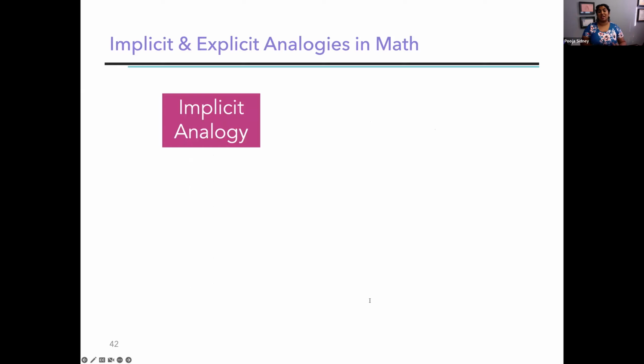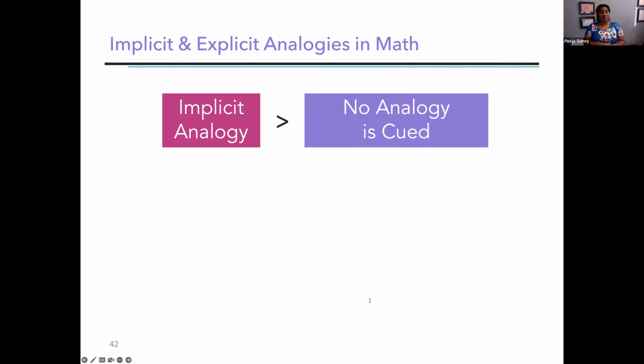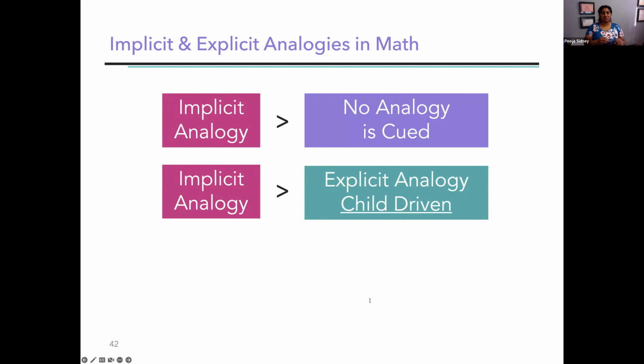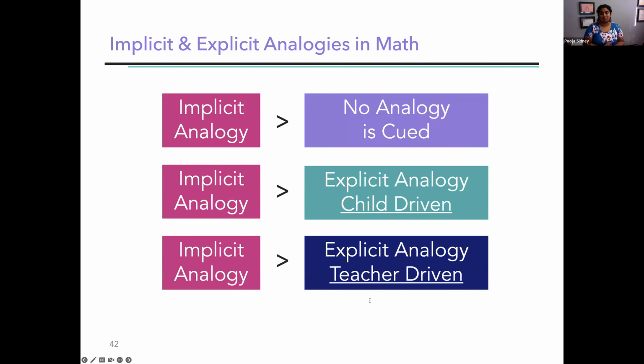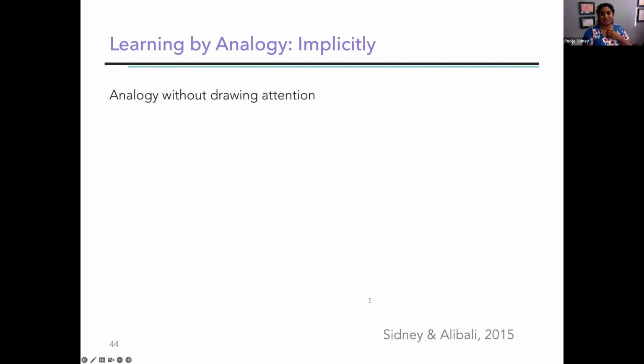Okay, so I've shown you that in an implicit analogy, when we activate children's relevant prior knowledge with a warm-up activity, this results in better learning than no analogy at all. Also then an explicitly supported analogy that's more child-driven, and an explicitly supported analogy that is teacher-driven. And of course, because you're all amazing scientists, you're probably wondering, what do I think is the mechanism of this effect? So I'm going to tell you a little bit about what I think.